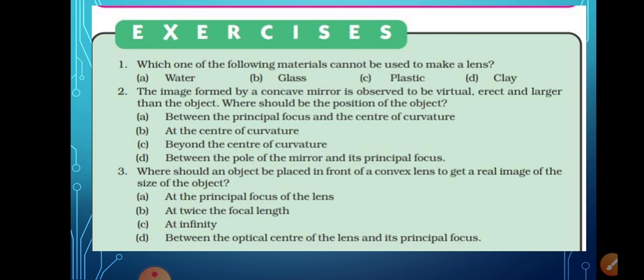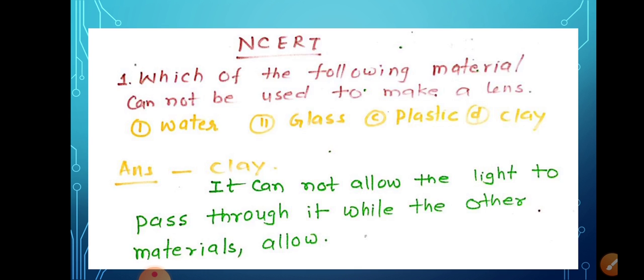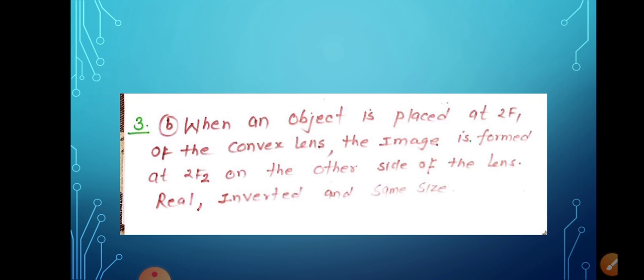Now third question. Where should an object be placed in front of a convex lens to get a real image of the same size? Now it is the same size, so definitely it is at 2f. When the object is placed at 2f1 in front of the convex lens, the image is formed at 2f2 on the other side. So a real, inverted and same size image is formed. So these are three multiple choice questions.